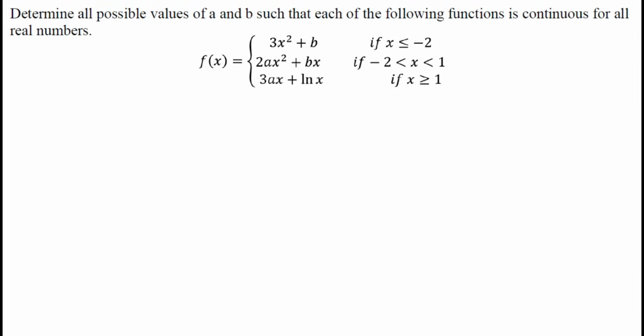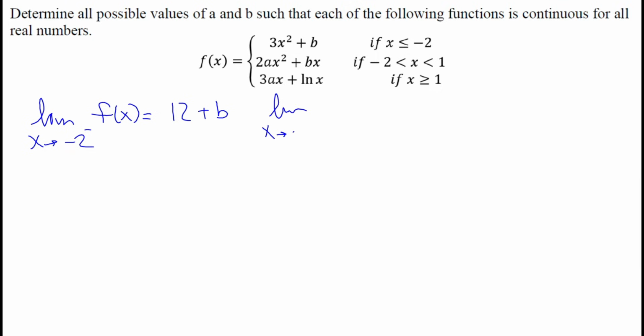And here is our very last one. So we'll do a limit as x approaches negative 2 from the left of f of x. So 3x squared at negative 2 will just be 12. So we'll have 12 plus b.